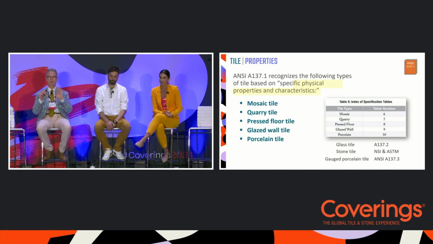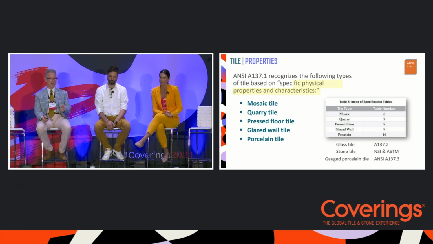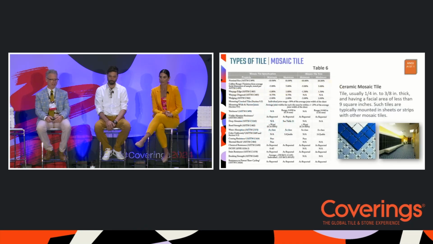Just to make sure you all understand, these are not the only 5 types of tile. There's also, of course, glass tile, stone tile, and a different kind of porcelain called gauged porcelain. We'll talk about that a little bit. But those are described elsewhere in different standards. So back to tables 6 through 10. I just threw the table up on the screen so you can see the type of information. We're not going to talk at length about too much of this.